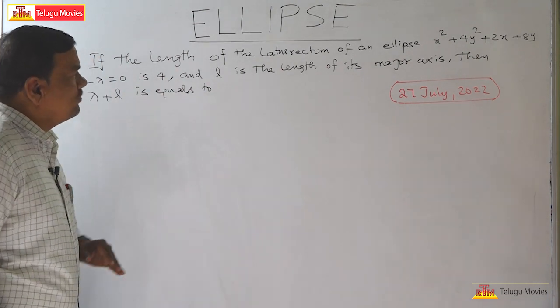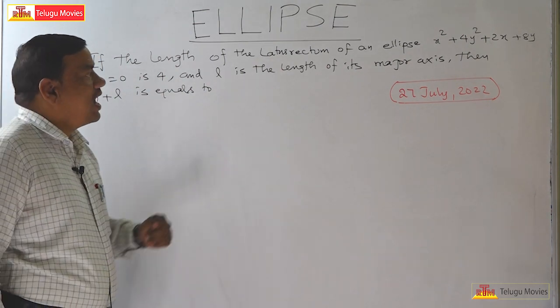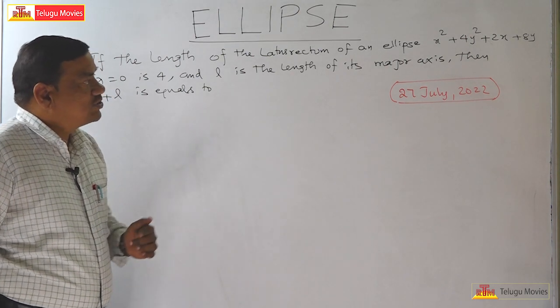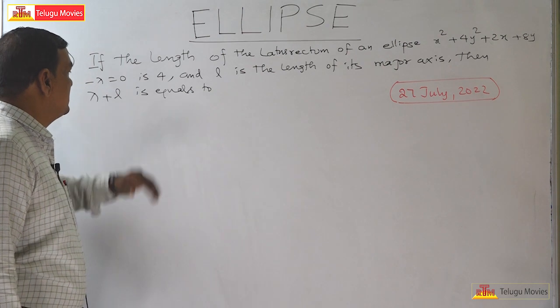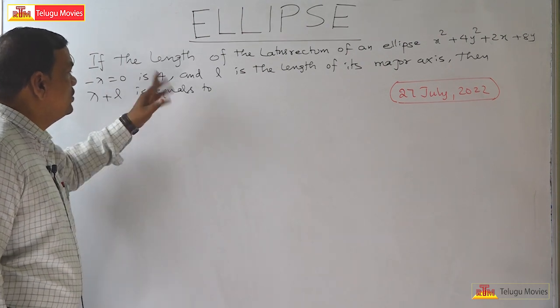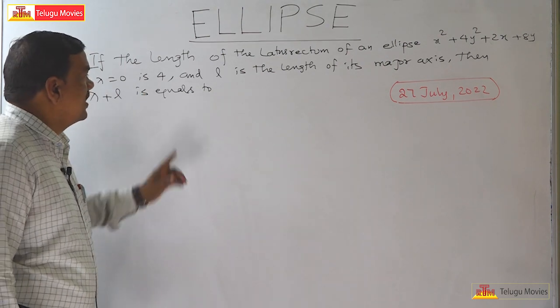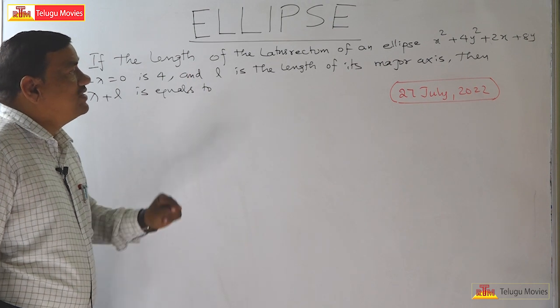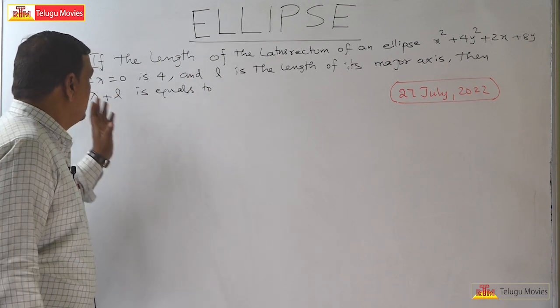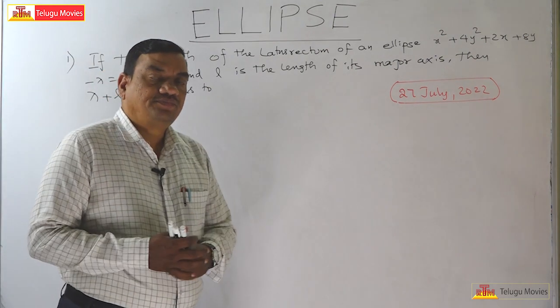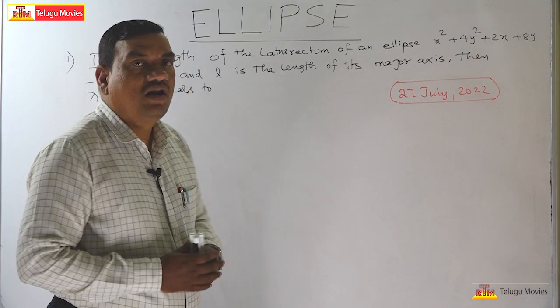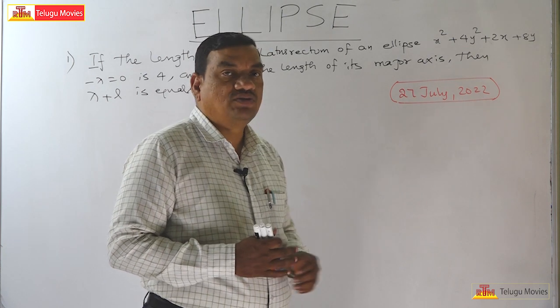If the length of the latus rectum of an ellipse x square plus 4y square plus 2x plus 8y minus lambda is equal to 0 is 4, and L is the length of its major axis, then lambda plus L is equal to. This is a numerical value type of question, that's why options are not given.